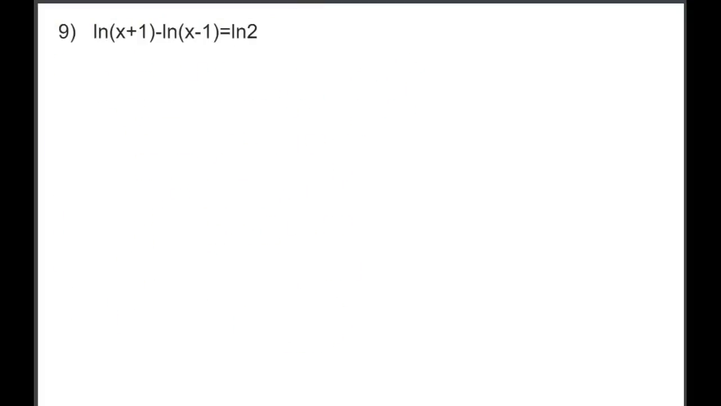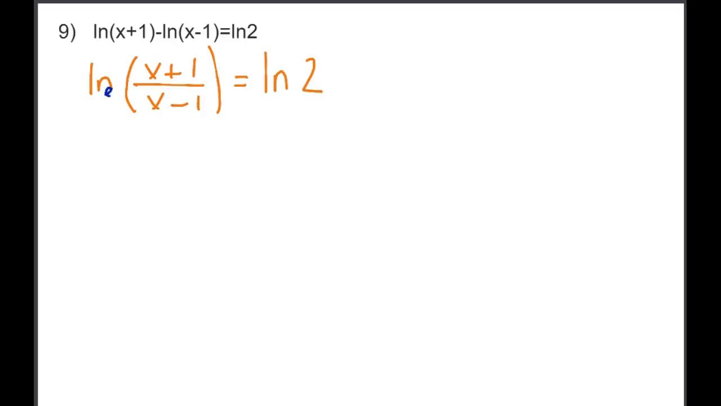All right, now this example isn't in your notes. This is like a bonus. So you're lucky that you get this one. So let's condense this left side. This is subtraction now, so we'll make this division. So x plus 1 over x minus 1 equals natural log of 2.